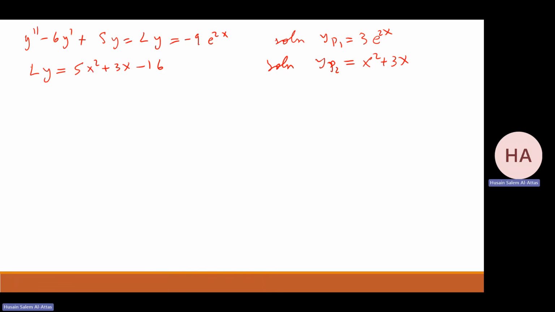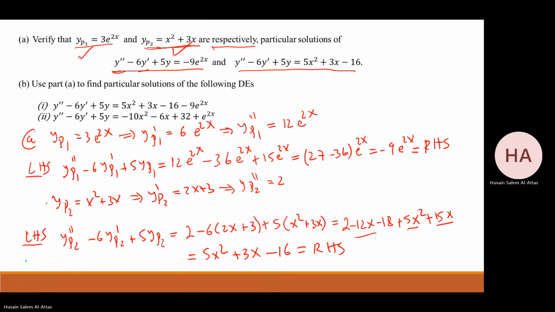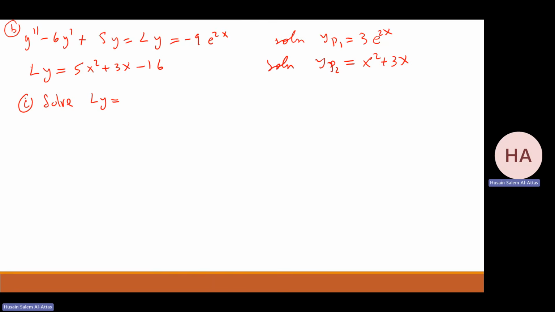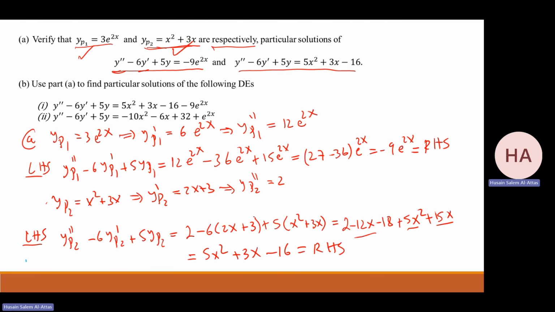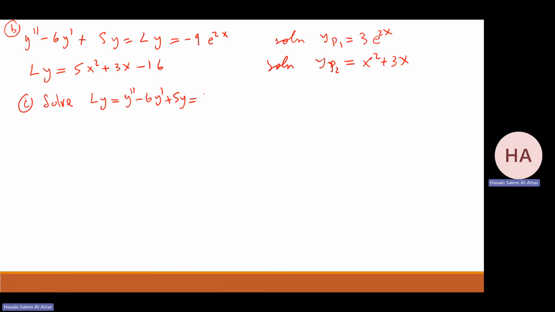Okay. Now I'm doing B. First one in B. Solve this: Ly, which is what? y double prime, the same one, equals what? What's the right-hand side? 5x squared plus 3x minus 16 minus 9, yes, minus 9 e to x.